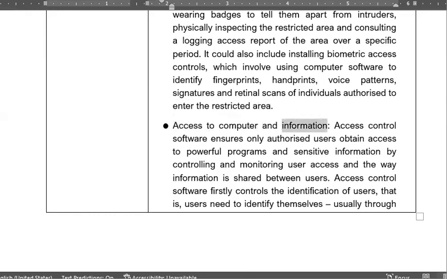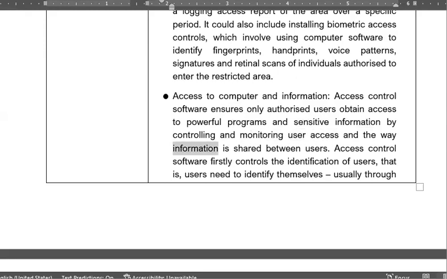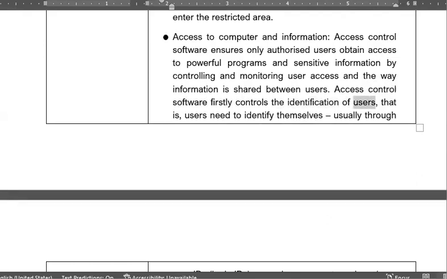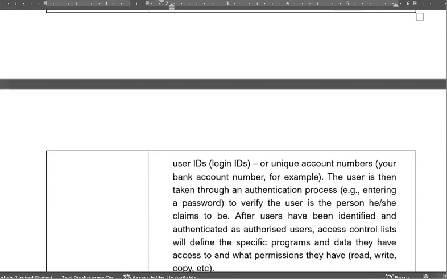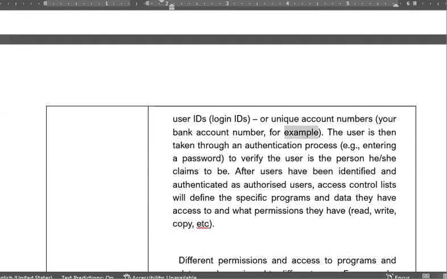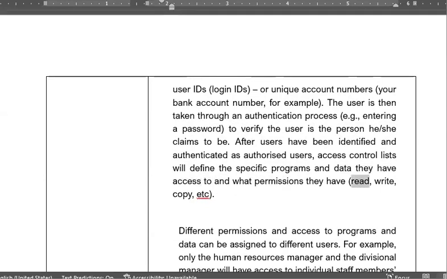Access to computer and information. Access control software ensures only authorized users obtain access to powerful programs and sensitive information by controlling and monitoring user access and the way information is shared between users. Access control software firstly controls the identification of users, that is, users need to identify themselves, usually through user IDs, login IDs, or unique account numbers, your bank account number, for example. The user is then taken through an authentication process, e.g., entering a password, to verify the user is the person he/she claims to be. After users have been identified and authenticated as authorized users, access control lists will define the specific programs and data they have access to and what permissions they have, read, write, copy, etc.